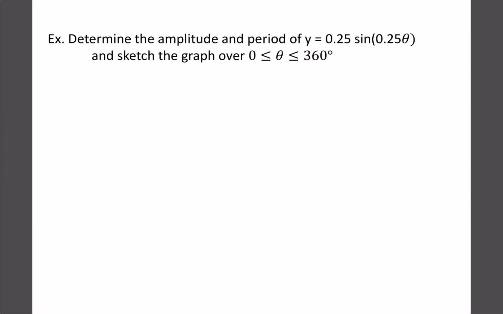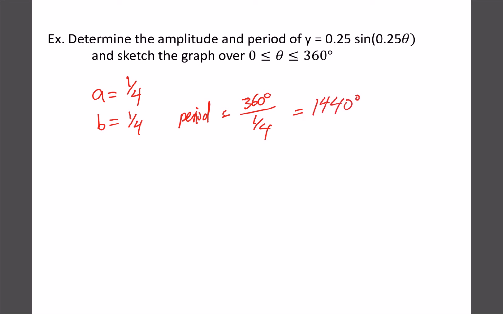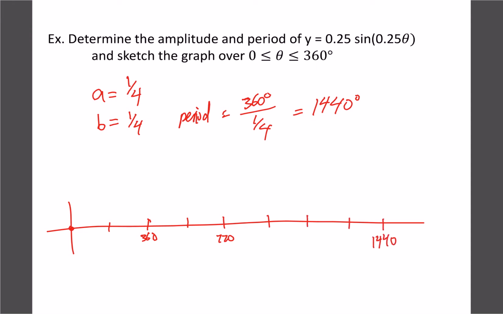Okay, here's another one. This one's in degrees. Our amplitude is 0.25 or a quarter, and our B is also a quarter. So that means our period would be 2 pi, or since this one's in degrees, let's use 360 divided by a quarter, which would actually be 360 times 4, which is 1440. So for this graph, we're going to be starting at 0, and we're going to go 180, 360, 720, around again, and around again to get to our 1440.